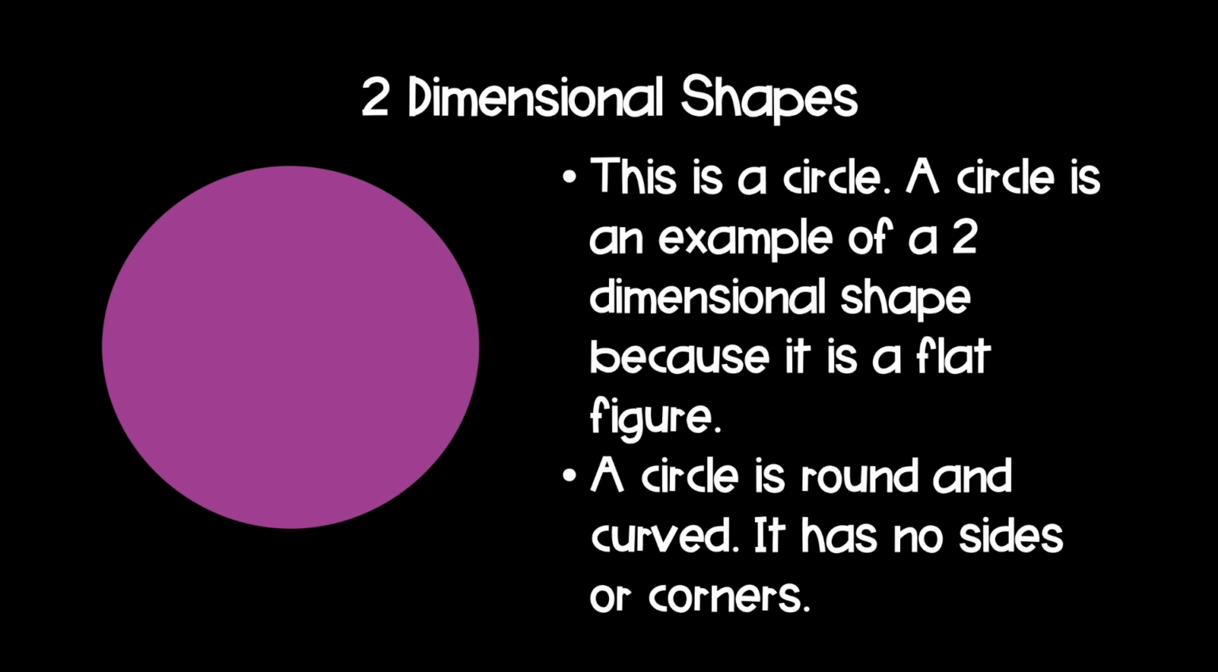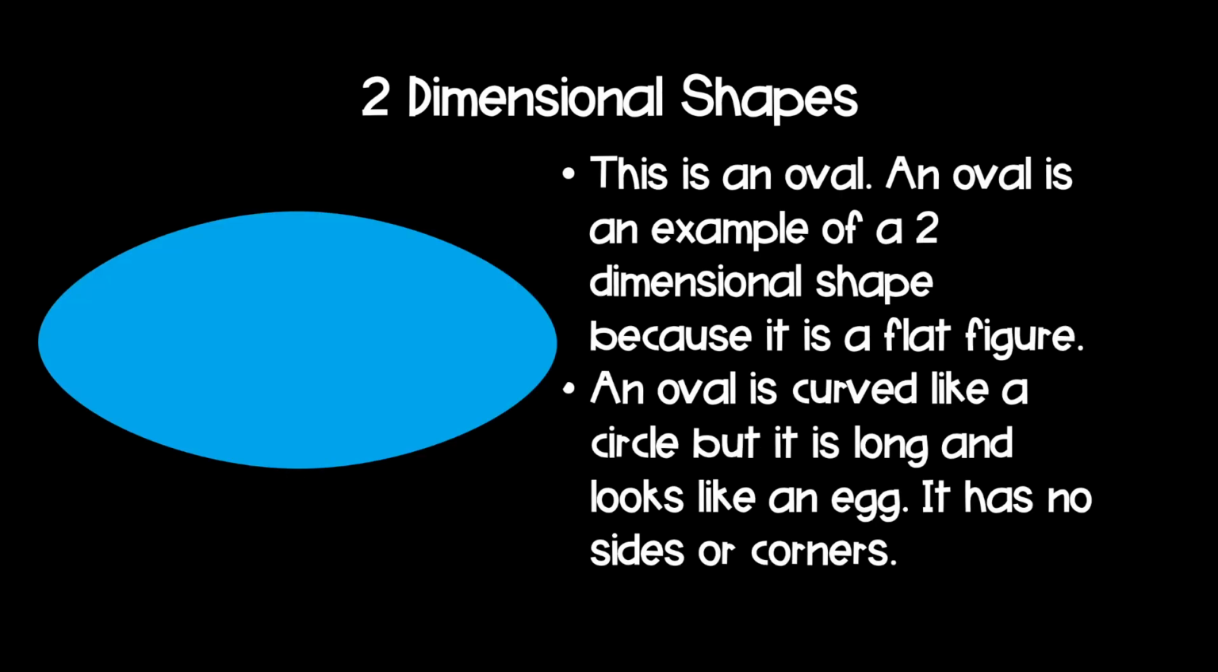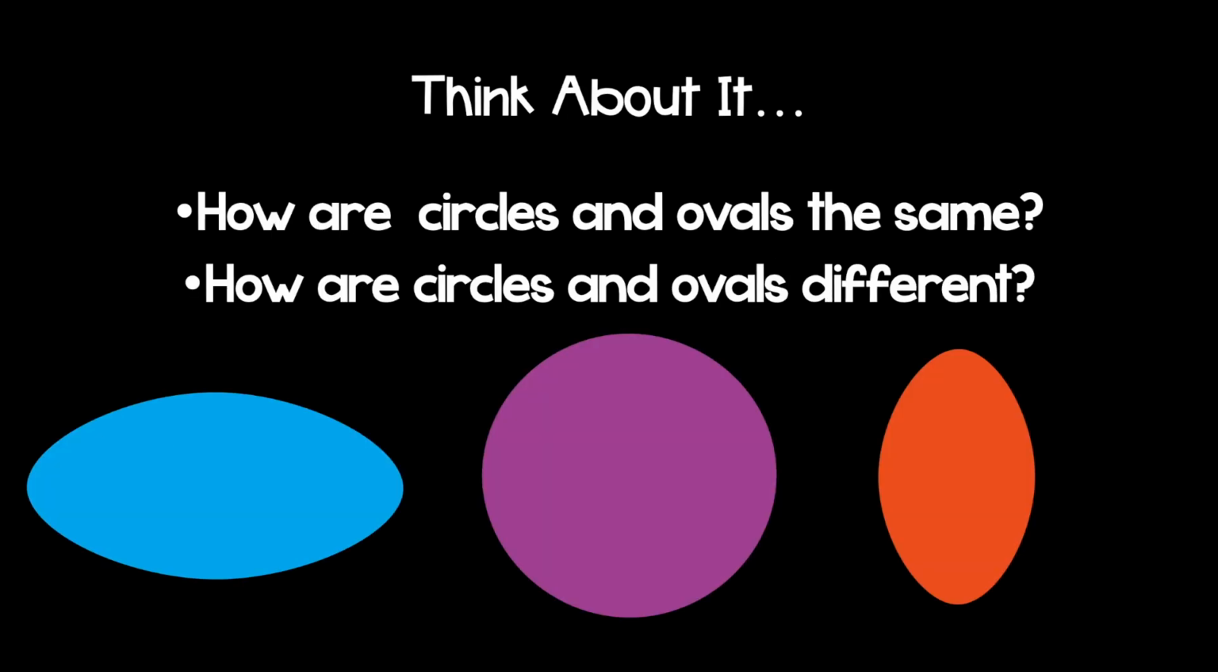A circle is an example of a two-dimensional shape because it is a flat figure. It is flat. A circle is round and curved. It has no sides or corners. This is an oval. An oval is an example of a two-dimensional shape because it is a flat figure. It is flat. An oval is curved like a circle, but it is long and looks like an egg. It has no sides or corners.